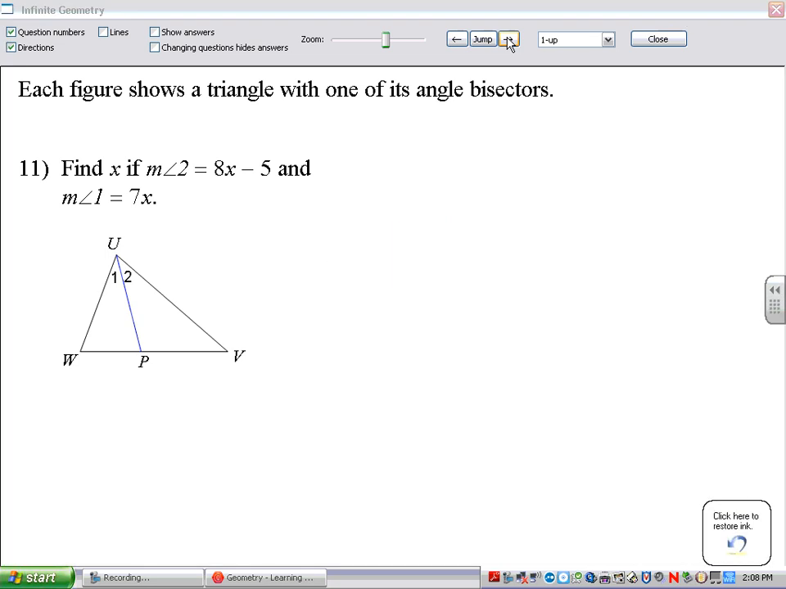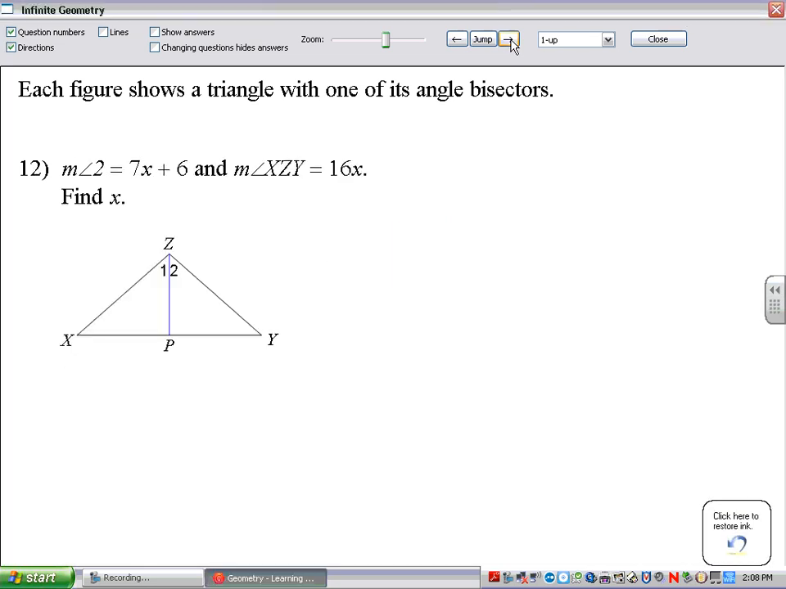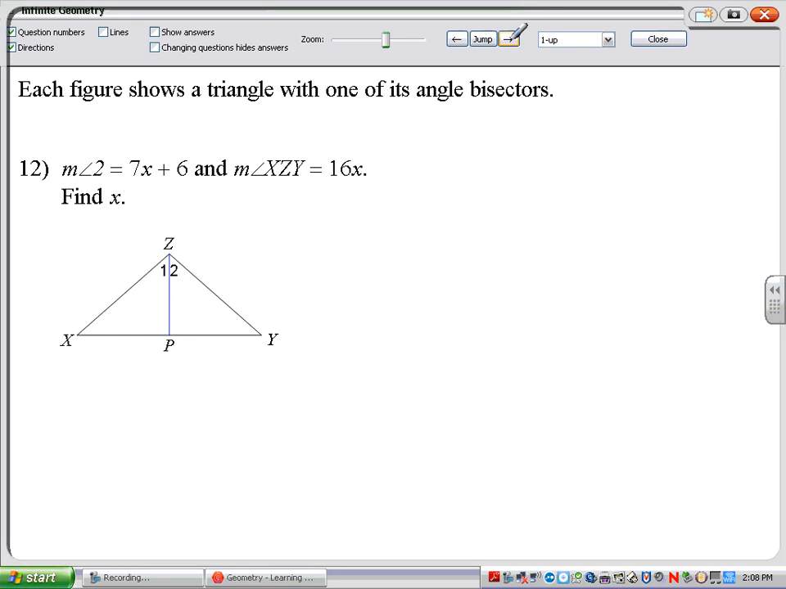On to number 12. This time, the measure of angle 2 is 7x plus 6, a small angle, and XZY, the big angle, is 16x. So I have to take the 7x plus 6, that's a small angle, so I have to double it and set it equal to the big angle.